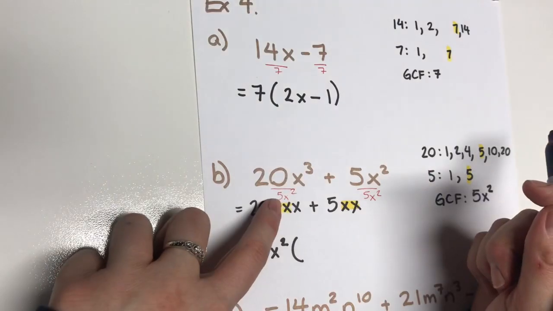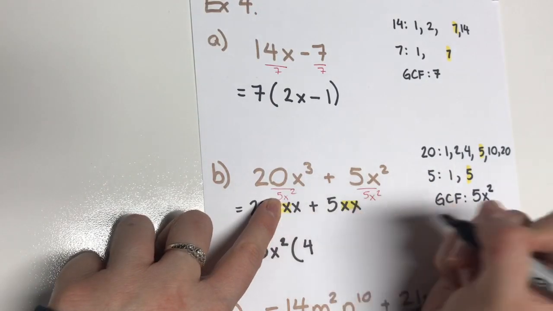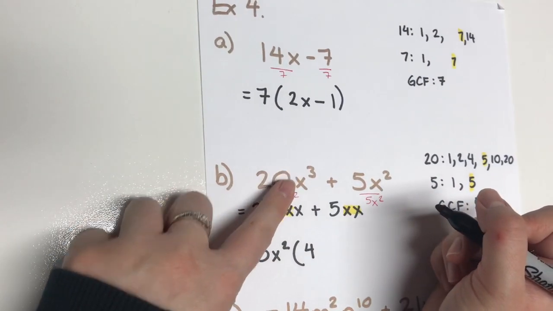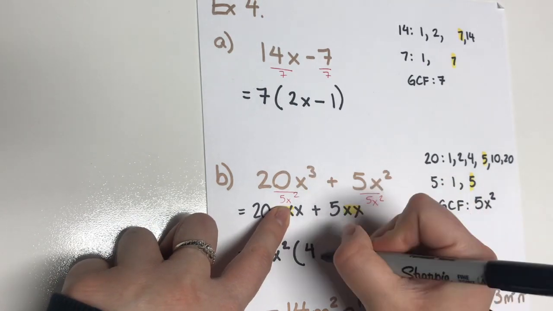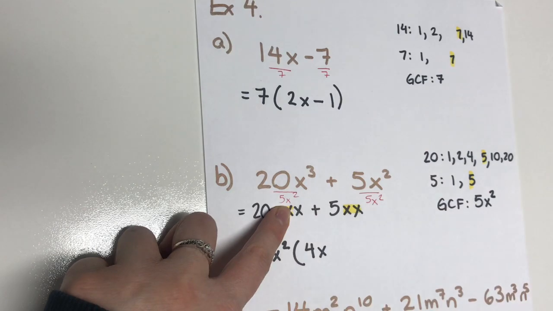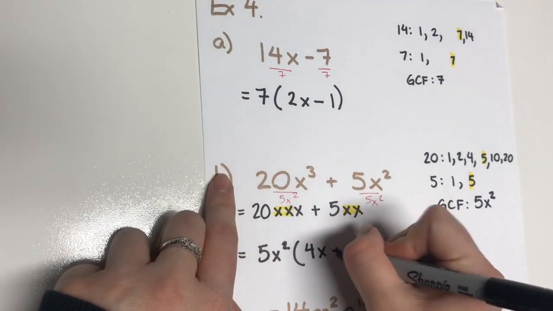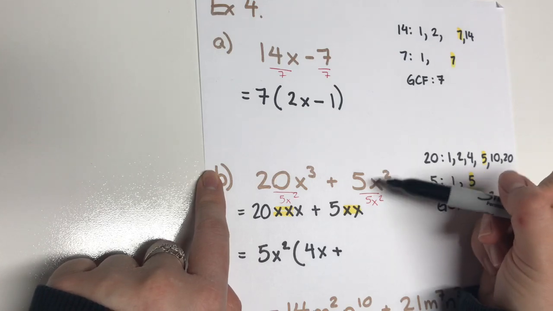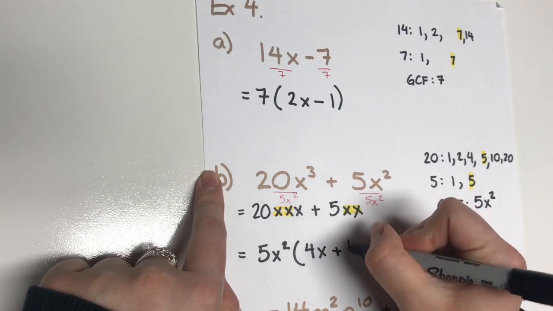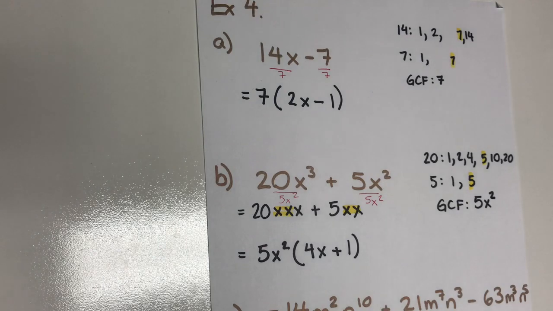So 20 divided by 5 is 4. X to the power of 3 divided by x to the power of 2. Remember we subtract the exponents, so that's just x. Plus 5x squared over 5x squared is just 1. And that's it.